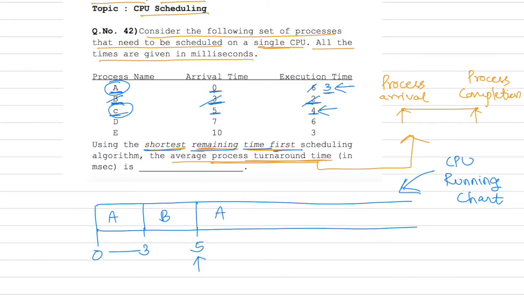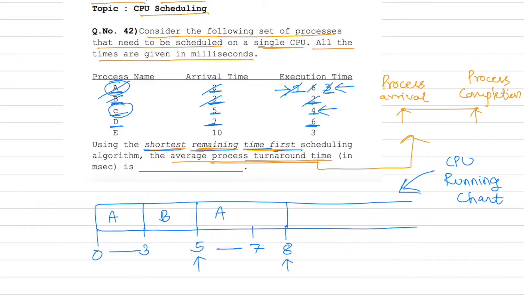So A will run from 5 till 7, which means the 3 reduces by 2, so only 1 is remaining. Now at the 7th second, process D has arrived, which has 6 seconds, definitely more than the current process, which has 1. So A will continue to run till 8, and at 8 A gets completely terminated. So 8 becomes the end time for A.